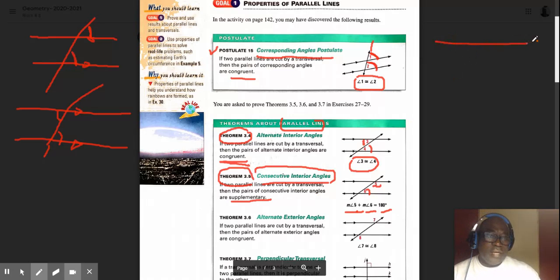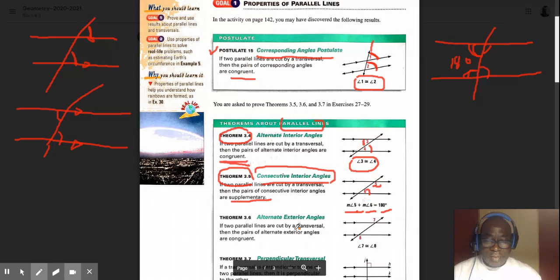So consecutive interior angles, if these are two parallel lines, these are two consecutive interior angles, and also these two over here are consecutive interior angles. They're not congruent, but they're supplementary, they add up to 180 degrees, right?